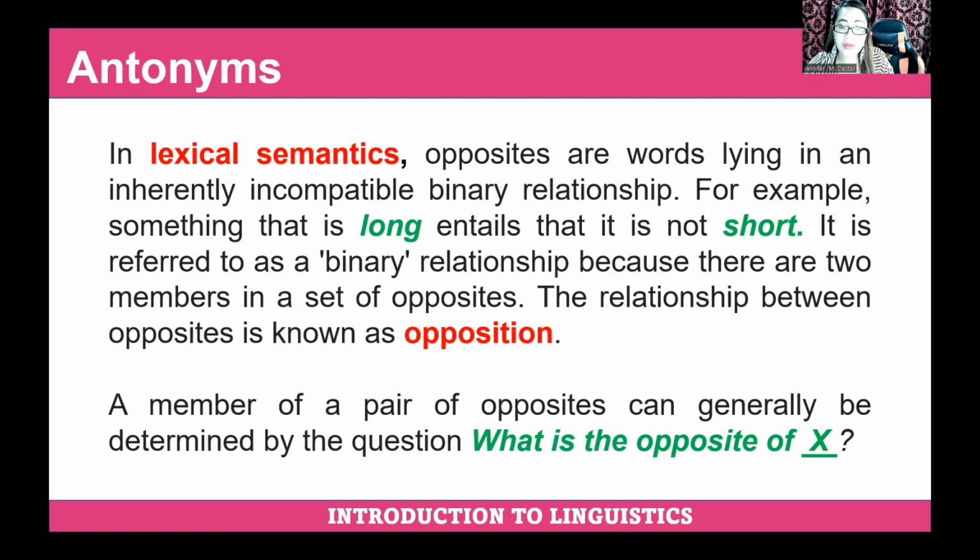For example, something that is long entails that it is not short. Tama ba? It is referred to as a binary relationship because there are two members in a set of opposites. The relationship between opposites is known as opposition. A member of a pair of opposites can generally be determined by the question, what is the opposite of X?